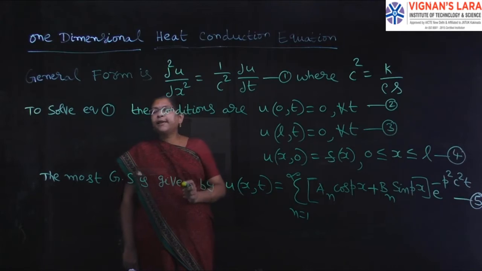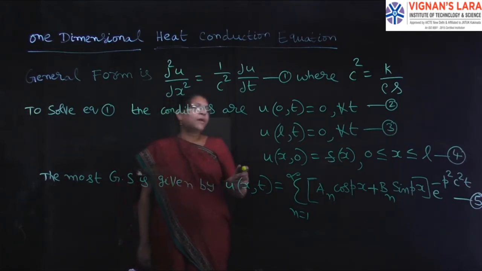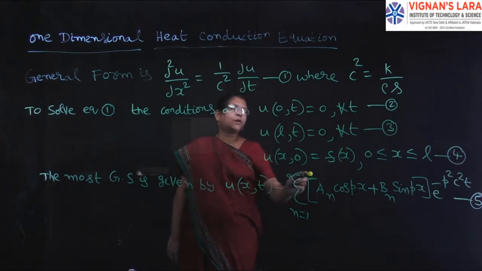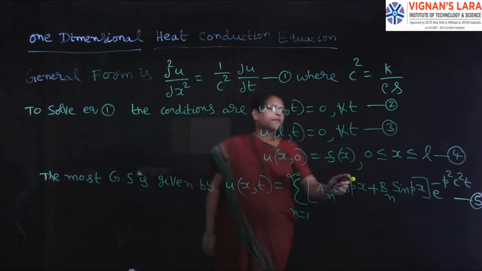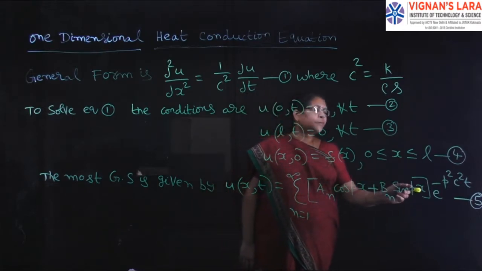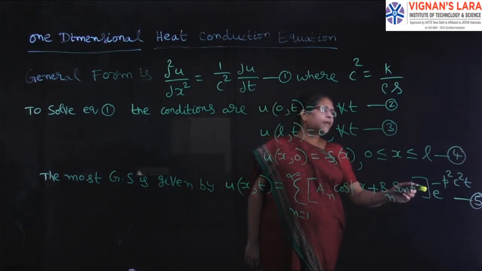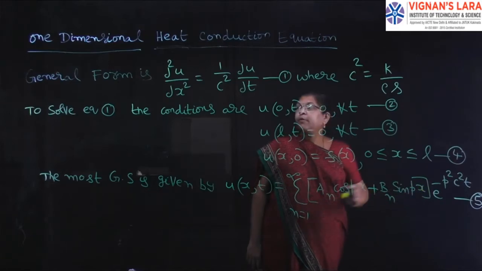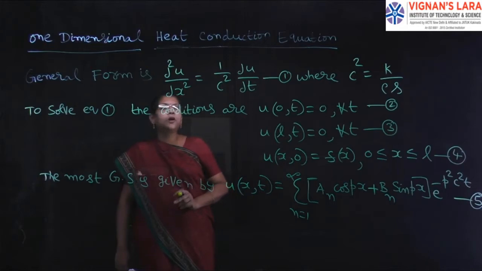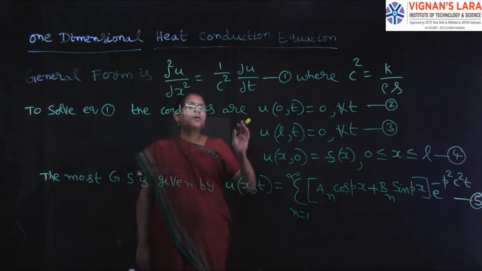And finally, we have to remember the most general solution. What is the most general solution? u(x, t) = summation n = 1 to infinity of (an cos px + bn sin px) e^(-p² c² t). So, to solve the one-dimensional heat conduction equation, you have to remember the general form, three conditions and the general solution.